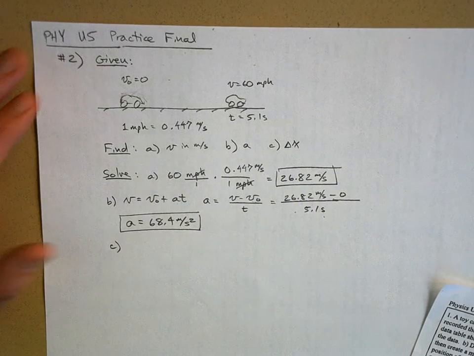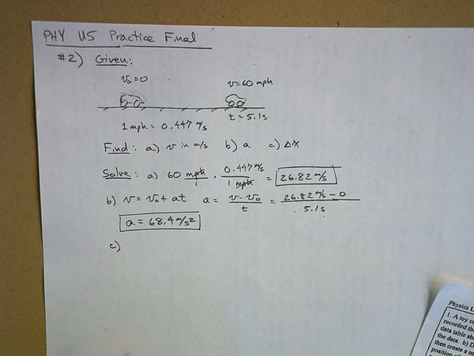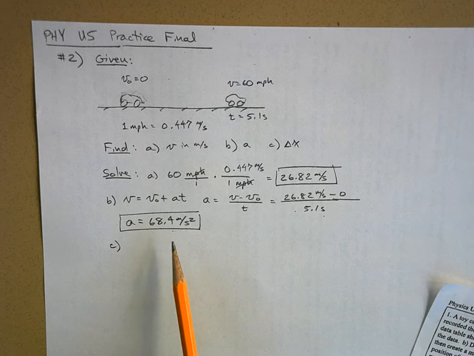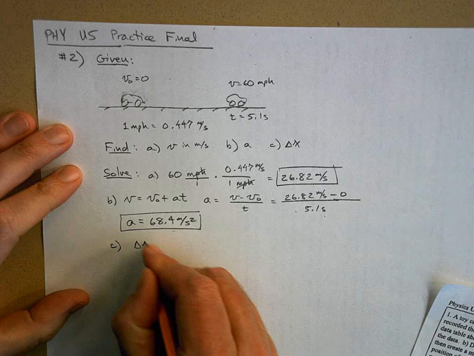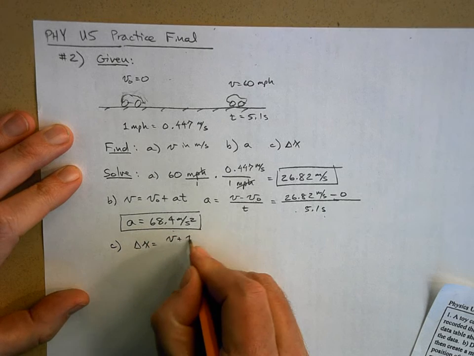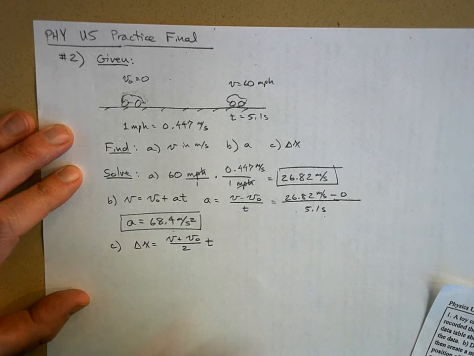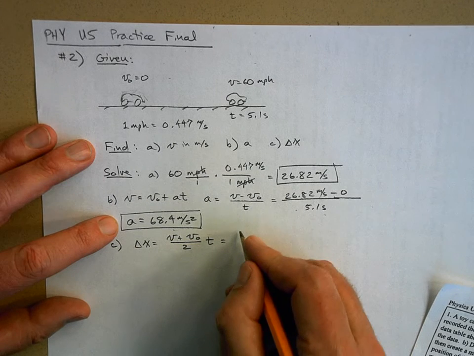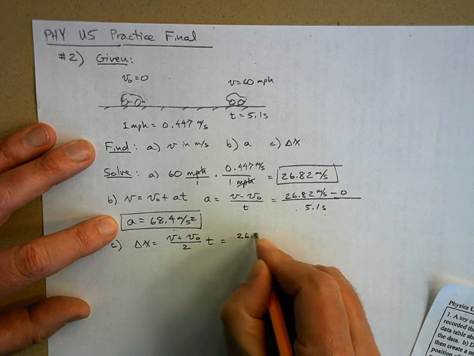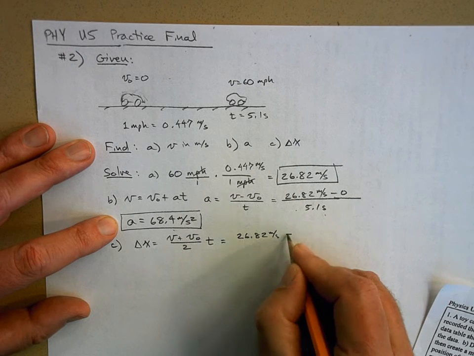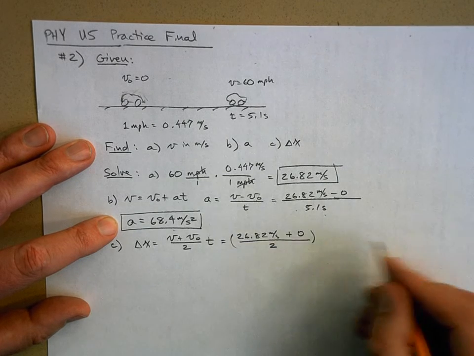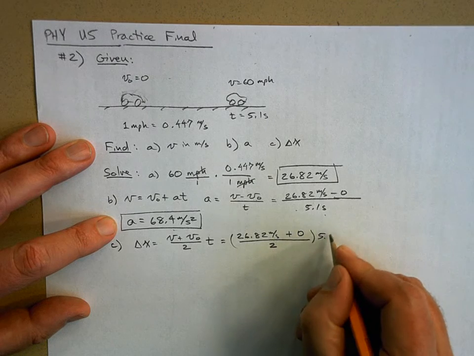Now part C, I want to know delta x. Well, there's a couple ways to do it. I now know the acceleration, so I could use the third kinematic equation, but I think instead I'm going to use the second kinematic equation. Delta x equals v plus v naught over 2 times time. So what is v? v is 26.82 meters per second plus 0, divided by 2. Now this is my average velocity. Then I'm going to multiply that by 5.1 seconds.